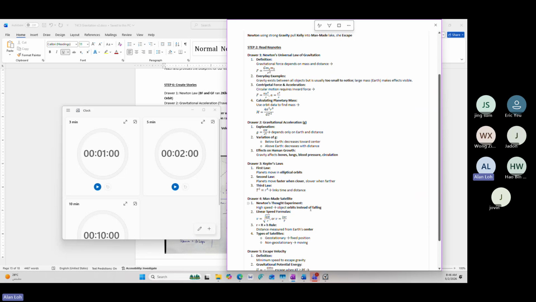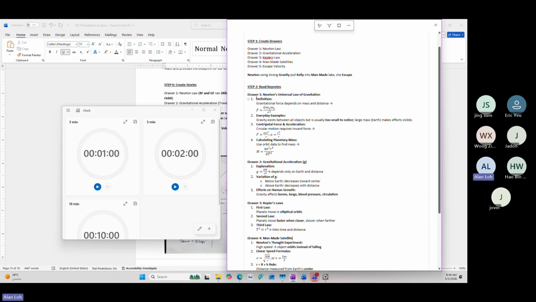Now, let's go to drawer number 1. There are 4 key pieces of information. You have the definitions. You have the everyday examples. You have this new force called centripetal force. And you have these calculations between the planetary mass and also the time, right? So don't worry about remembering or memorizing this formula.